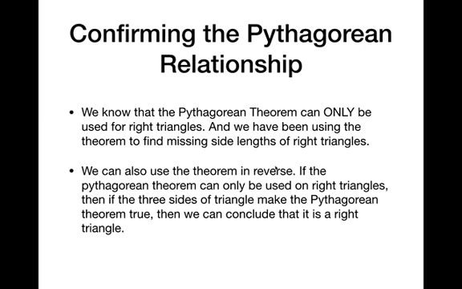Now, what's nice about it is that you can actually use the theorem in reverse, because if the Pythagorean theorem only works on right triangles, that means if the three side lengths of a triangle that you've been given fit the a squared plus b squared equals c squared formula, and it actually works out, then you can conclude that if it fits the Pythagorean theorem with its side lengths, it has to be a right angle. And then that can ensure that your shape has been squared up and you've got a nice right angle inside that shape.